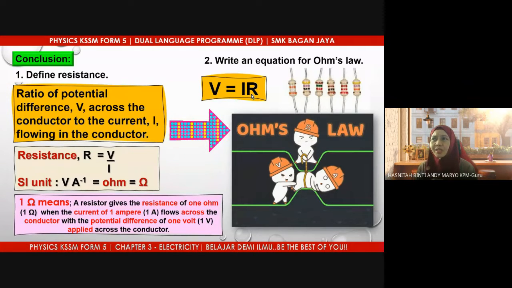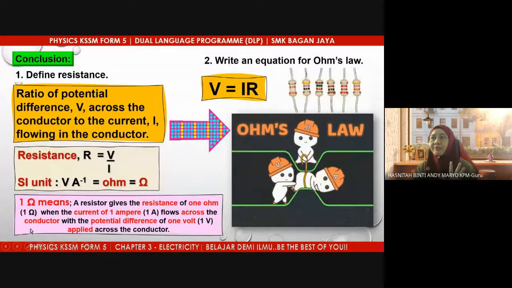It relates voltage, current, and resistance. When I mention voltage, voltage is another name we give for potential difference. So voltage and potential difference are the same thing. The unit is volt. I is current, unit is ampere. R, resistance, unit is ohm. So by this, we are done with our first learning standard.